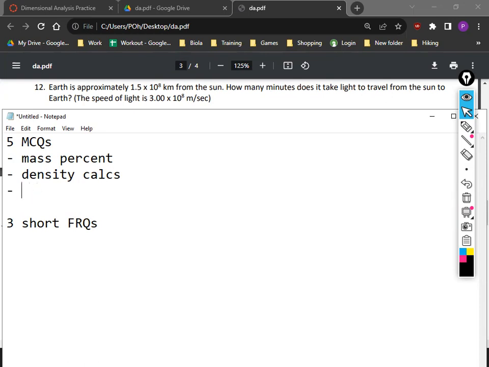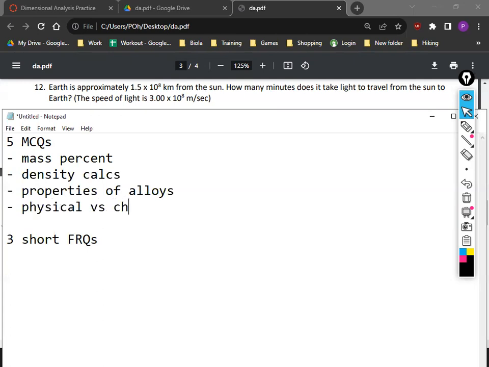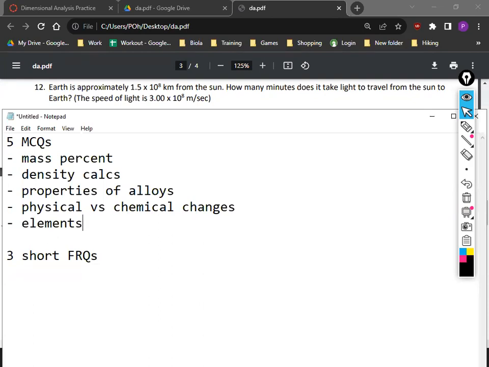Okay, the next thing is properties of alloys. Next one is going to be physical versus chemical changes. And then the last one is going to be understanding the difference between elements versus compounds. Okay, so those are the 5 MCQs. You'll need to know that.